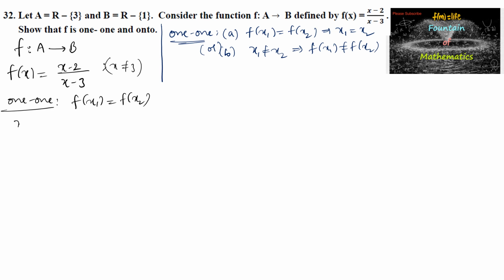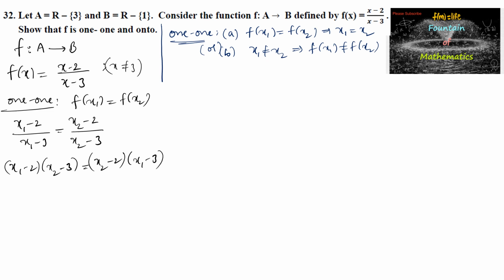So we can write x1 minus 2 upon x1 minus 3 is equal to x2 minus 2 upon x2 minus 3. So cross multiplication, x1 minus 2 into x2 minus 3 is equal to x2 minus 2 into x1 minus 3. So on simplification, x1 x2 minus 2x2 minus 3 times x1 plus 6 is equal to x1 x2 minus 2x1 minus 3 times x2 plus 6.